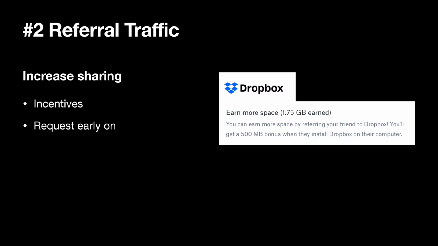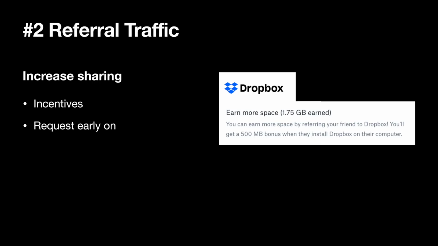You might be able to increase your sharing by providing incentives for people to share, like Dropbox. They say you can earn more space. You can now earn more space by referring your friend to Dropbox. You'll get a 500 megabyte bonus when they install Dropbox on their computer. By using incentives in your app, you're giving people a reason to share instead of just begging and hoping that they're going to share. Another point here is that the earlier you ask people to share, the more people are going to share, and that might help you get your viral coefficient greater than 1. So again, watch my video on that if you're not familiar with viral coefficients.